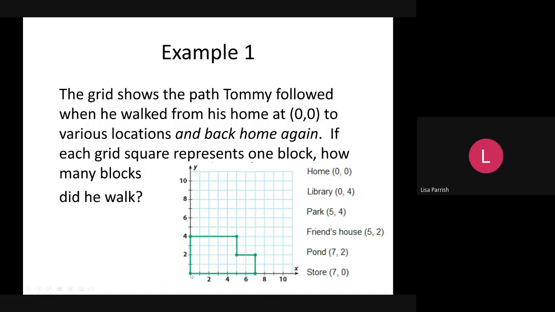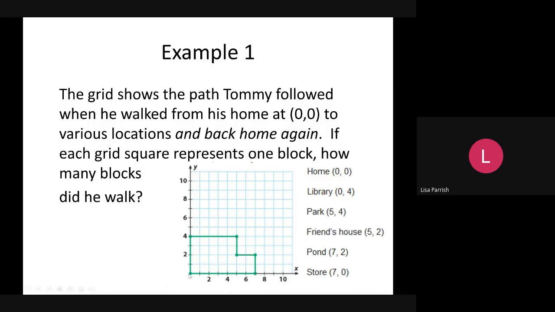Home is your origin. (0, 4) would be your library. The park is (5, 4), so that must be the park. Friend's house is (5, 2). Pond is (7, 2), and store is (7, 0). So that's all of the locations. This is showing all of the places he went. Apparently, he started at home, then went to the library, the park, his friend's house, the pond, the store, and back home again.